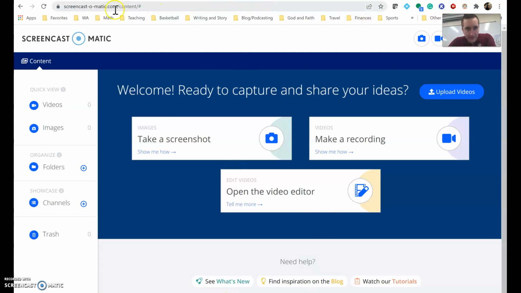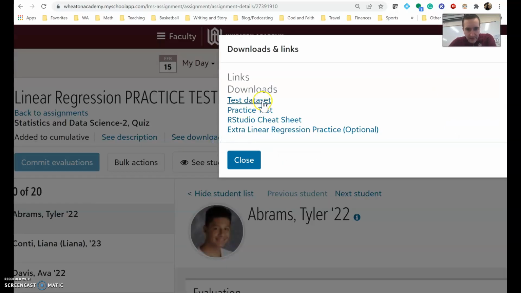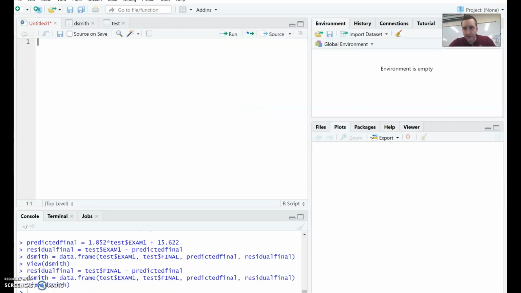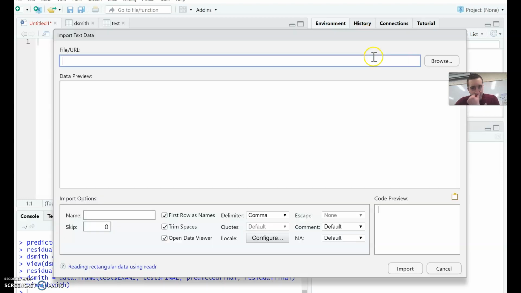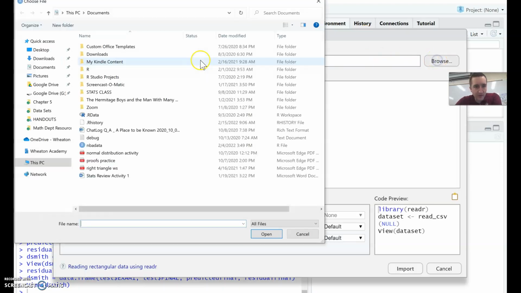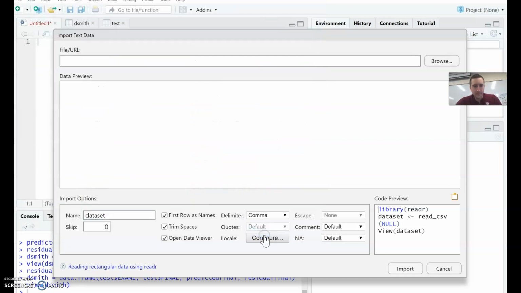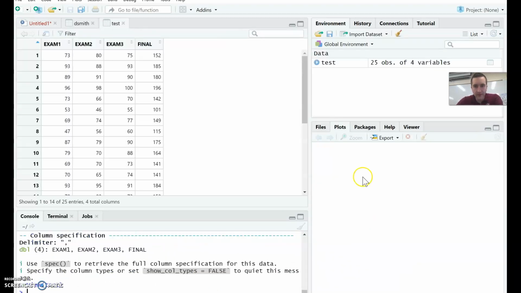All right. I go to downloads. I download the data sets. It's in my downloads. I go to RStudio. I import the data set. It's already a CSV file, so I hit browse, go to my downloads, there it is, rename it test, and import. All right, there we got all three variables.